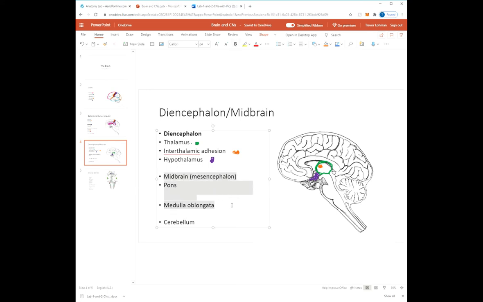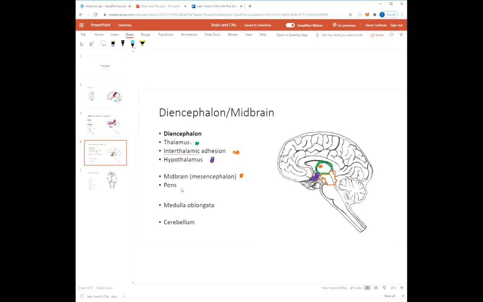midbrain, the pons, and the medulla are all a part of the brain stem. So these top structures here were a part of the diencephalon. The midbrain, pons and medulla are a part of the brainstem. So let's just go ahead and highlight those really quick. Okay, so the midbrain is below the diencephalon, and it includes a variety of interesting structures like the corpora quadrigemina and some peduncles and all different sorts of things that we will probably talk a bit about in lecture, but we don't go too heavy.